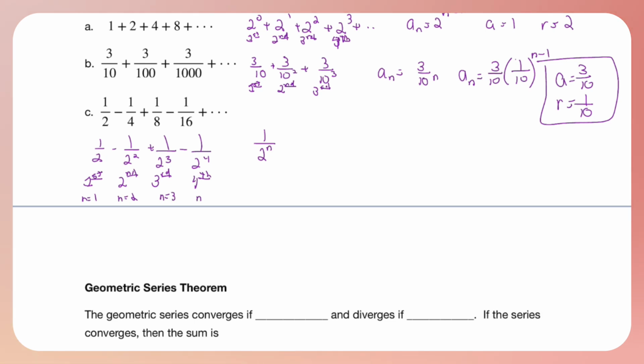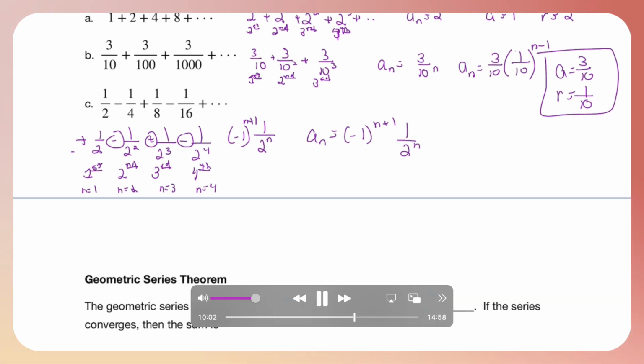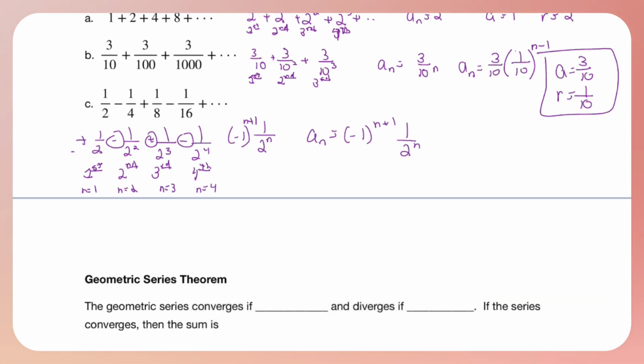Okay, so I need to figure out how to get a positive for my first term and a negative for the second term. So I'm going to multiply this by -1, but I need to figure out, should that be raised to the n power or the n plus 1 power? To figure that out, I need a positive for the first one, so it must be raised to the n plus 1 power. So our a sub n term is (-1) to the n plus 1 times 1 over 2 to the n. Okay, so I need to rewrite this in my summation formula for a geometric series.